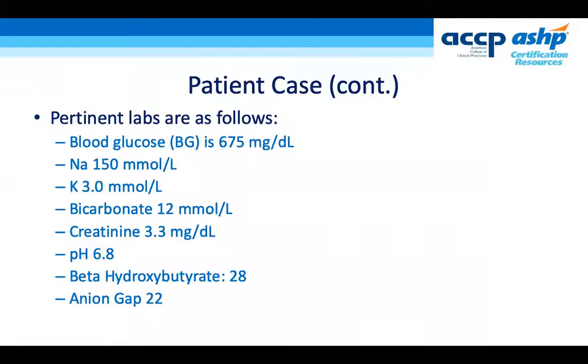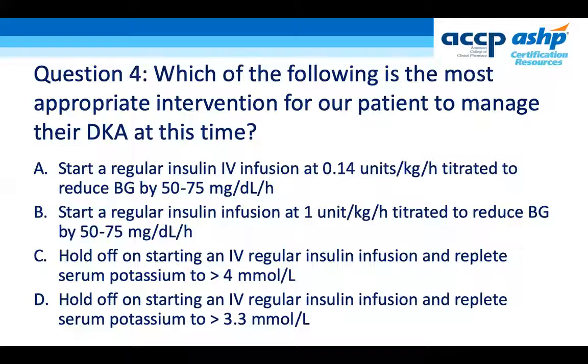So back to our patient, his labs, I'm just reminding you for what they were on our last update. So which of the following is the most appropriate intervention for our patient to manage their DKA at this time? A, start a regular IV infusion at 0.14 units per kilo per hour and titrate to our blood glucose goal. B, start a regular insulin infusion at 1 unit per kilo per hour titrated to reduce blood glucose to our goal. C, hold off on starting an IV regular infusion and replete their potassium to greater than 4. Or D, hold off on starting an IV regular insulin infusion and replete serum potassium to greater than 3.3.